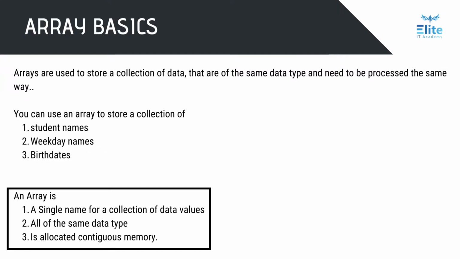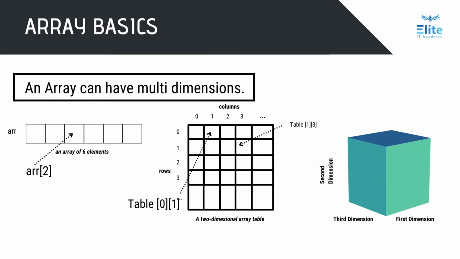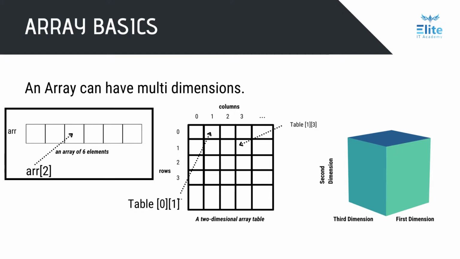An array is a named location of contiguous memory that stores a collection of data values. All the elements of the array should be of the same data type. Typically, the elements of an array are processed using a loop. An array can have dimensions. A single dimensional array is a row containing many columns. Each column contains an element of the array.